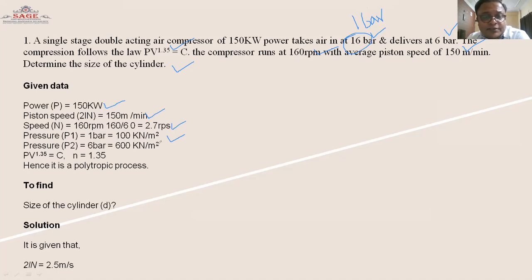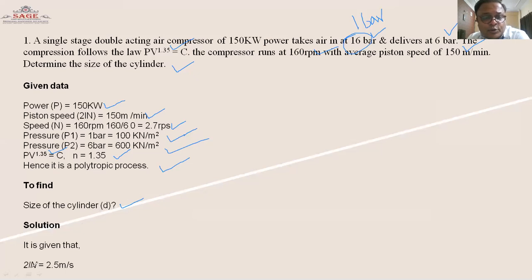And pressure P2 is 6 bar. It is also converted into kilonewton per meter square. And PV^n, here n is equal to 1.35. It is given, the polytropic index. Compression is polytropic. So to find out the size of the cylinder, that is D, and the stroke length L, this is the solution.